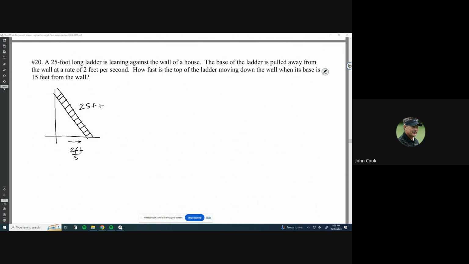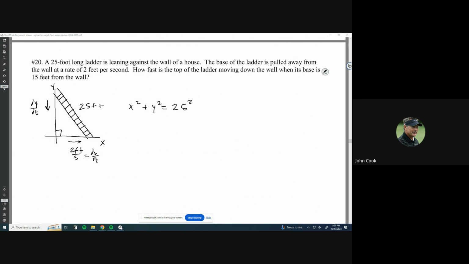How fast is the top of the ladder moving down the wall? If it's pulled out from under it, the ladder is going to be going this way, right? If this is the x direction and this is the y direction, this is a change in x over time, and what we're looking for is a change in y over time. How do we relate the variables x and y to 25? It's a right triangle, so we use the Pythagorean theorem: x squared plus y squared is equal to 25 squared.